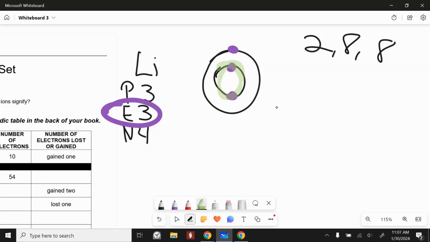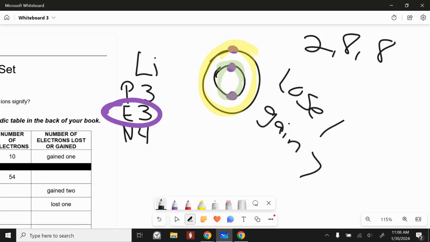Our second orbital needs to gain or lose some electrons. So it has 1. Either it's going to want to lose the 1 or gain 7. Losing 1 sounds like the easier amount of work, right? So that's exactly what it's going to do. It's going to lose the 1.